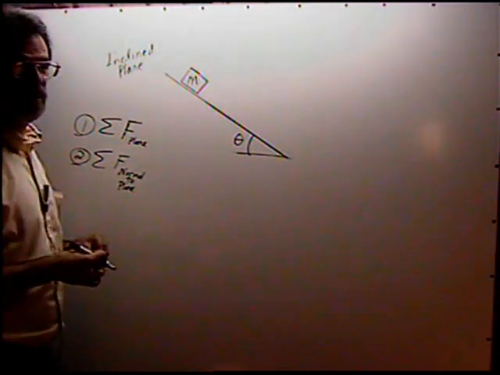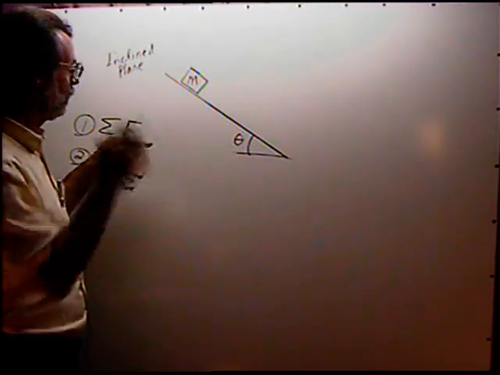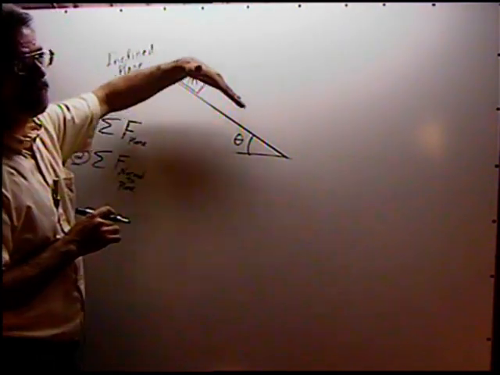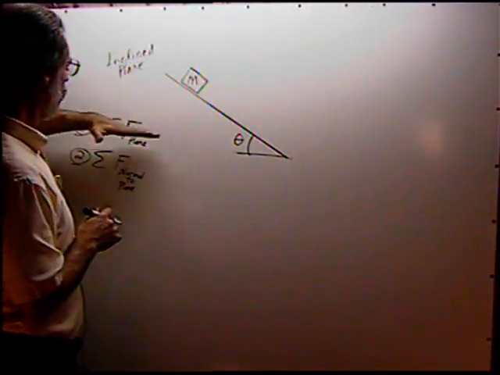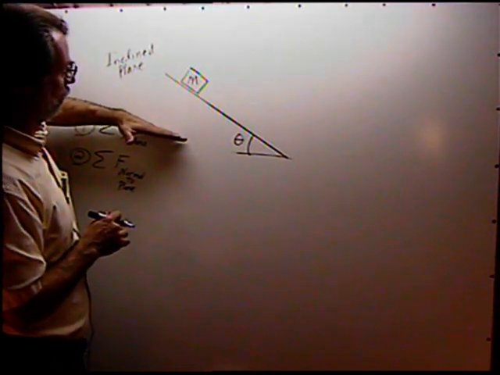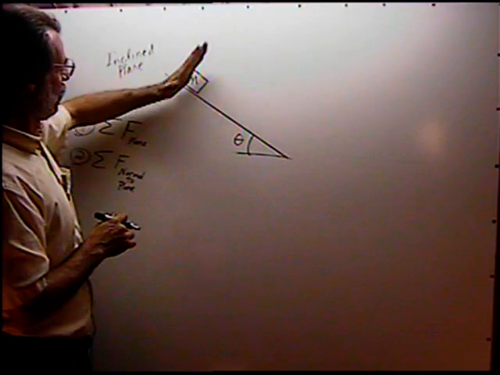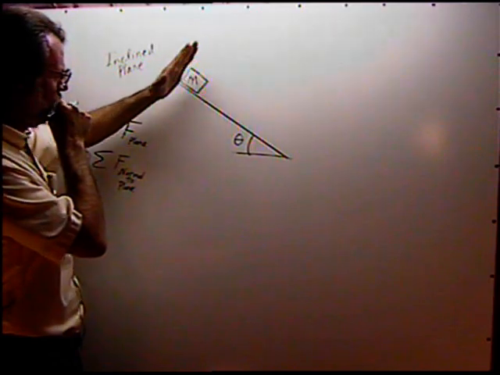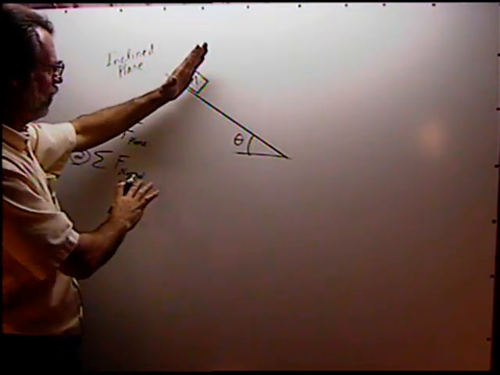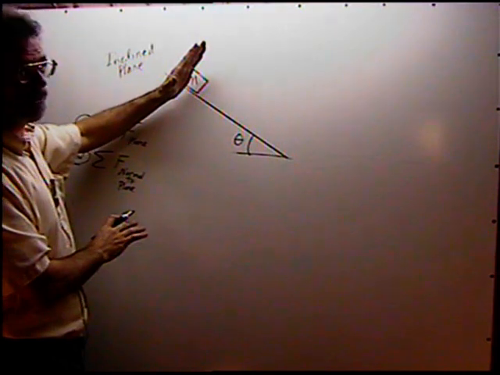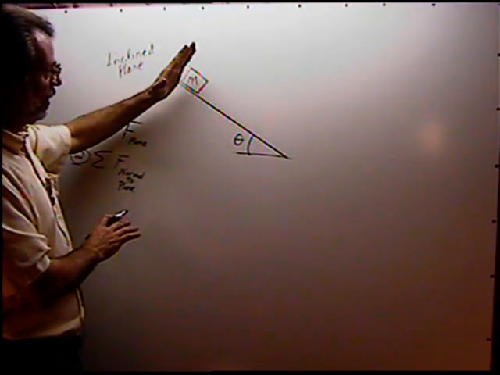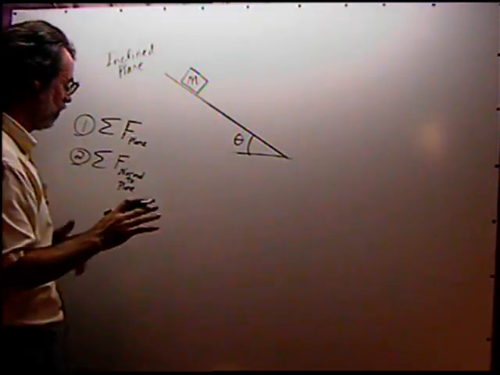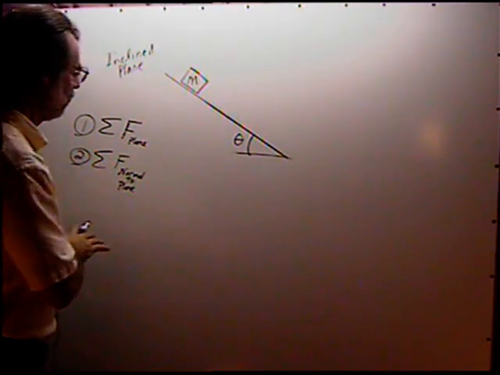It's much easier to solve this way because the block can only move in one direction. The block can only move parallel to the plane. The block is not moving up or down this way, normal to the plane. So we can say that the sum of forces normal to the plane is actually 0, because the block is not moving in this direction. And so this is the benefit. Basically, we're rotating the way we look at this block.